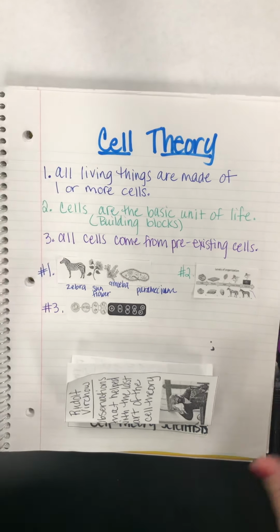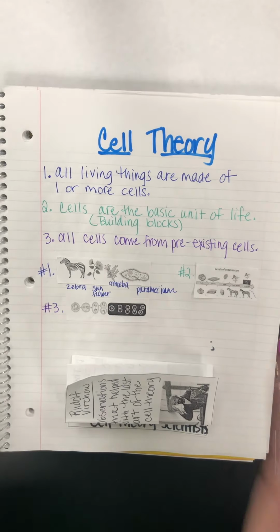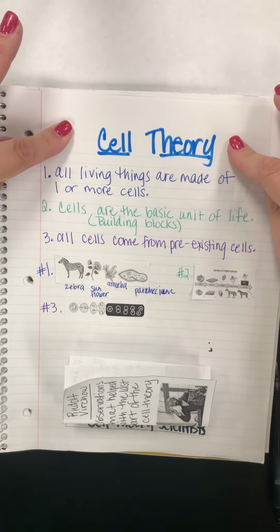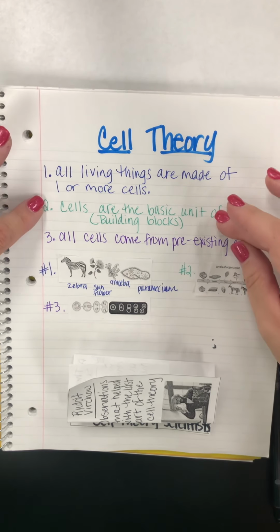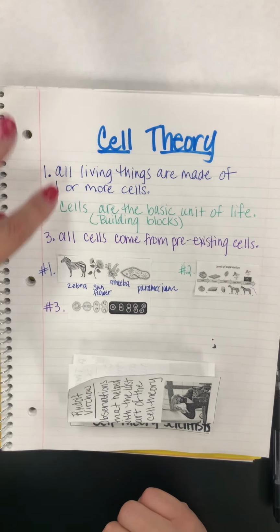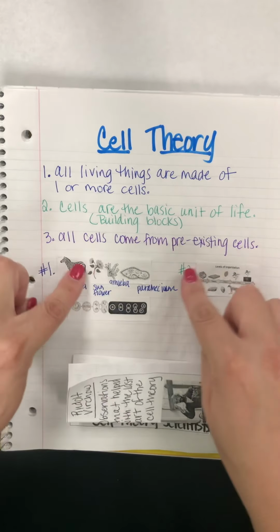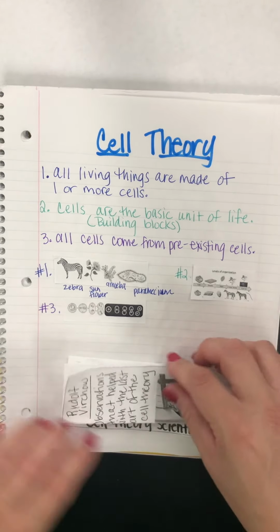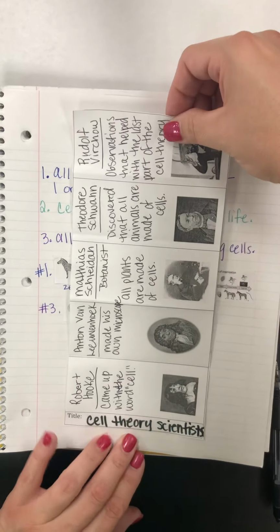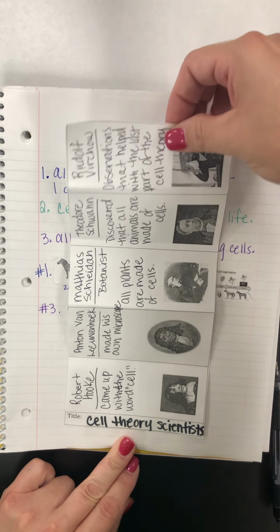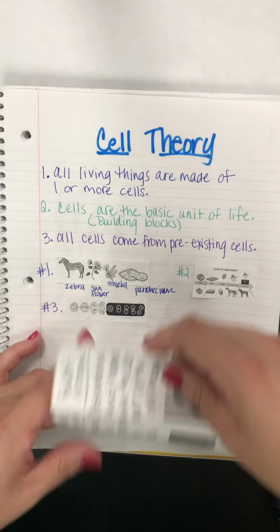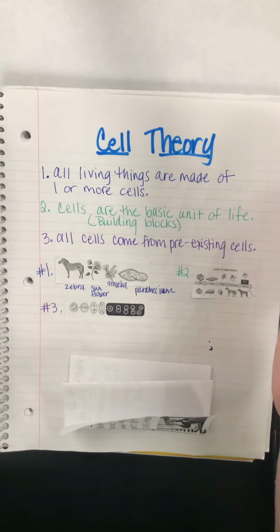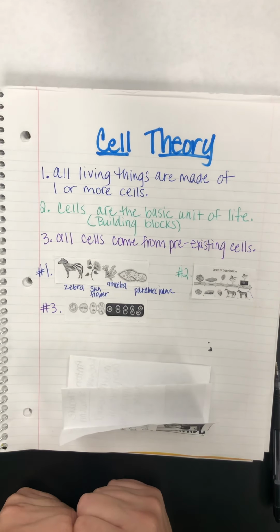So at this time, we are finished with our ISN entry on cell theory. Cell theory should be at the top. The first 3 parts of the cell theory should be next, 3 images that show the components of the cell theory, and then at the bottom, we have information about all the scientists that contributed to the cell theory. And that is the end of our entry in our ISN for cell theory.